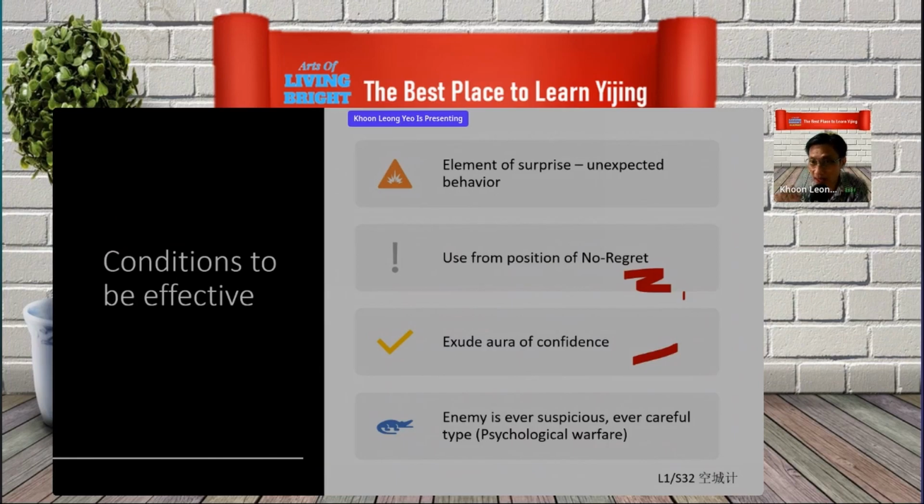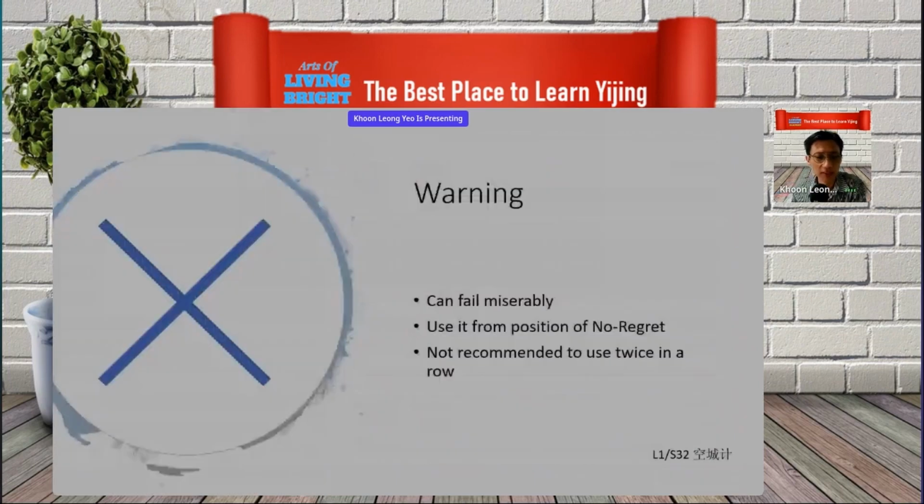So the best time to use this stratagem is when the enemy is also ever suspicious and ever careful. The kind who is scared to death, scared to lose, that kind of enemy, 空城计 is the best. So this is actually a type of psychological warfare. It can fail miserably because if, let's say during the exercise, we display that out of 10 tanks, 9 cannot work, or 8 cannot fire properly, or all bad shooters, jialat. When people see that weakness, they will know that we are actually bullshitting.